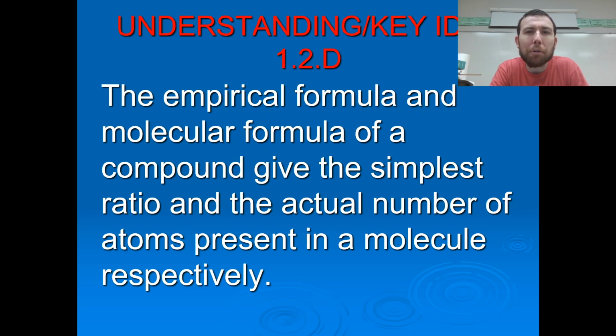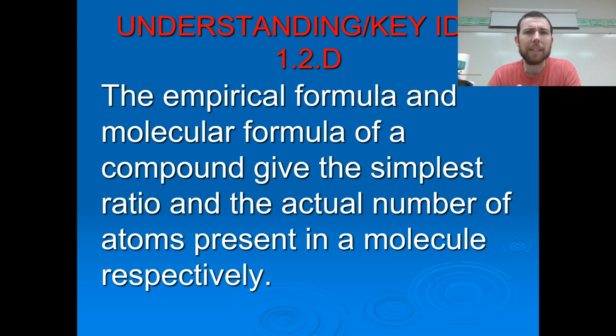We're going to be looking at empirical formula and molecular formula today. And again, here's our understanding. Here's the key thing that I'm wanting you to be able to take away from watching this, right? The empirical formula and the molecular formula of a compound give the simplest ratio for the empirical formula and the actual number of atoms present in a molecule, respectively, in a molecular formula. And remember, those pieces of information are vital. They give us different things that can help us determine identities of substances moving forward.